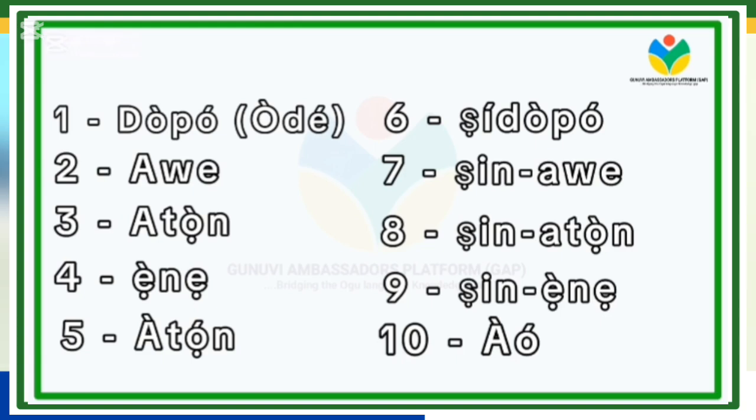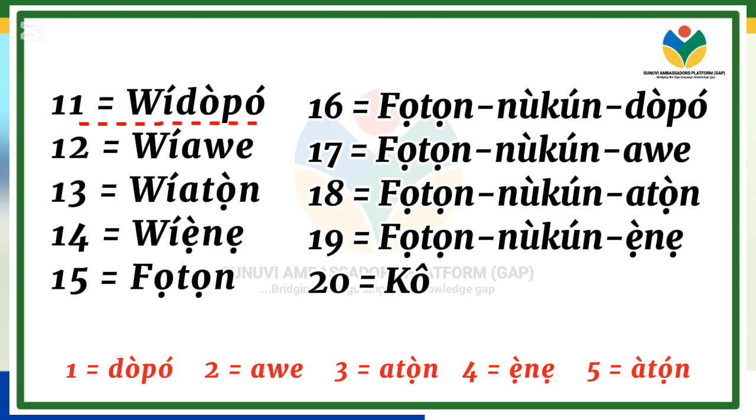Don't forget what we have done in the previous video. We called 1 Dòpó, but we just want to stick to Dòpó. 5 plus 1, then you have 6. Awe is called 2. 5 and 2 gives you 7. Now for 11, just simply Wídòpó. You assume that we add to 10. Wídòpó. So we have 11.